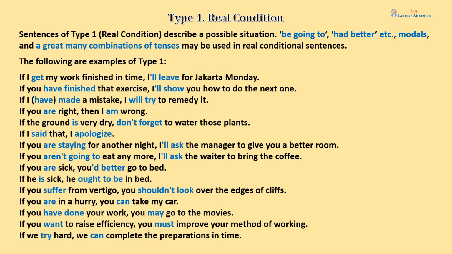Type 1. Real condition. Sentences of type 1, real condition, describe a possible situation. Be going to, had better, etc., modals and a great many combinations of tenses may be used in real conditional sentences. The following are examples of type 1.